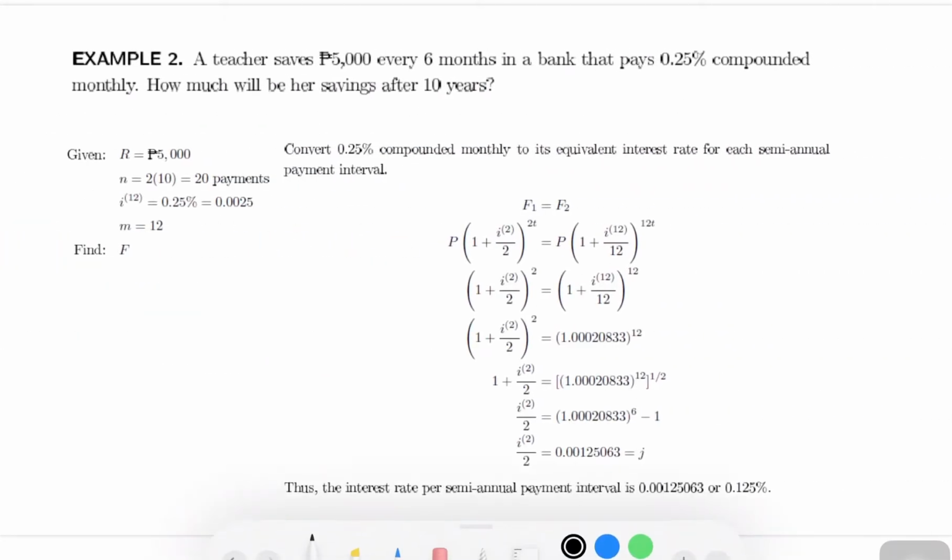Example 2. A teacher saves 5,000 every 6 months. So every 6 months she saves. Okay? In a bank that pays 0.25% compounded monthly. How much will be her savings after 10 years? Take note, compounded monthly, but she saves every 6 months. So, not monthly. So, this is not a simple annuity. This is a general annuity. Okay, they are not the same. It's every 6 months, but this one is monthly.